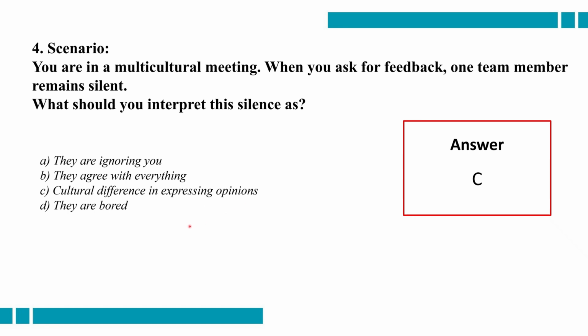Okay, so why not the other options? They are ignoring you: silence doesn't mean disrespect. Option B, they agree with everything: silence is not agreement, you should always verify. And option D, they are bored: assuming boredom without context is unfair and inaccurate. So in the exam, questions on multicultural teams usually test if you can recognize different cultural norms and respond with empathy and flexibility. So here option C is correct.